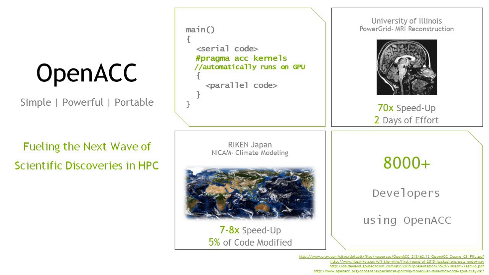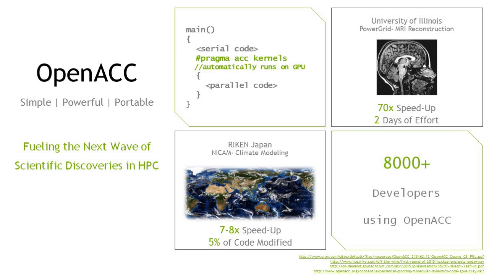Another highlight here is from Riken in Japan. They took a climate model called NICAM, and you can see here they achieved somewhere between a 7 and 8x speed up, only modifying about 5% of their source code. As opposed to a more explicit programming model like CUDA or OpenCL, very small code changes, you can see a very nice speed up.